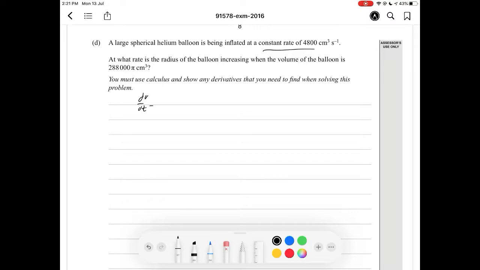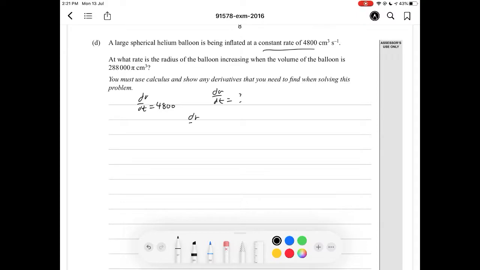So dV over dt equals 4,800. That's the first thing we write down. What is the question asking us? What is the rate of the radius of the balloon increasing when the volume is 288,000 pi centimeters cubed? So the rate of the radius, so rate always refers to dr over dt. In this case, the rate of change of the radius is what we're trying to find.